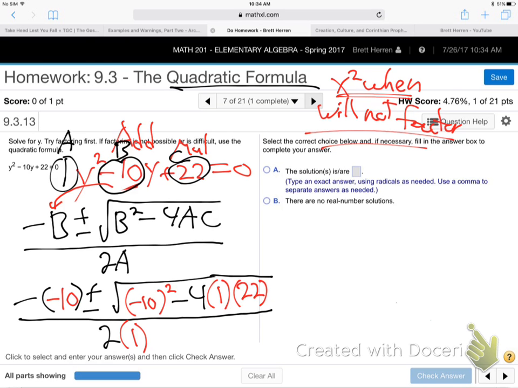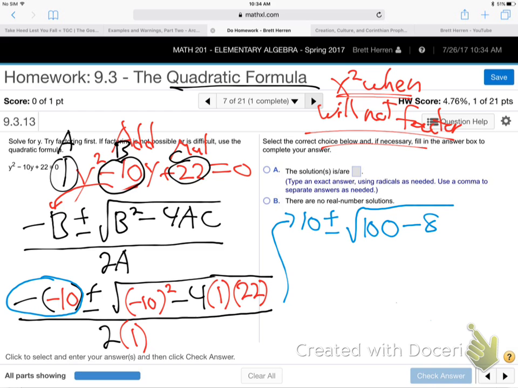Okay, let's keep going. Let's break it out. So right out here, negative 10, you know that's positive 10. Plus or minus. I'll explain the plus or minus thing in a bit. Square root of. Now, what's negative 10 squared? Yeah, because that means negative 10 times negative 10, right? That's two of them. Two negatives make a positive 100 right there. Minus 4, you choose calculator. 4 times 1 times 22 be 88. All over 2 times 1, 2.